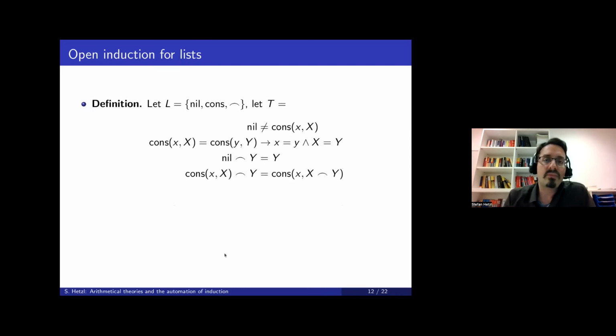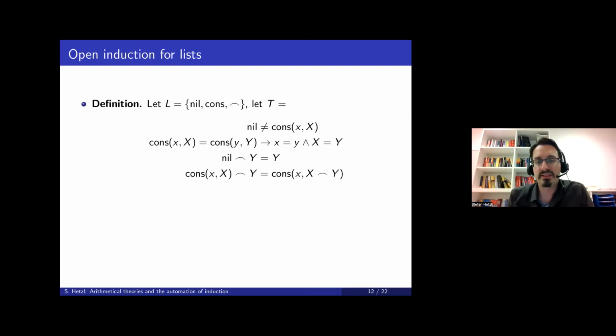So a theory of lists that would be analogous to linear arithmetic would be this one here. We have a language that contains a constant symbol nil that's supposed to represent the empty list. We have a constructor cons, a binary function symbol that takes an element as a first argument and a list as a second argument, and it returns the list starting with the first argument and then continuing with the second argument. And we have a binary function symbol here for appending two lists.